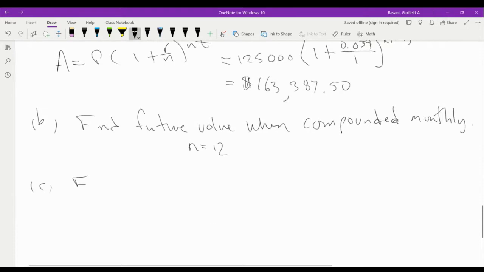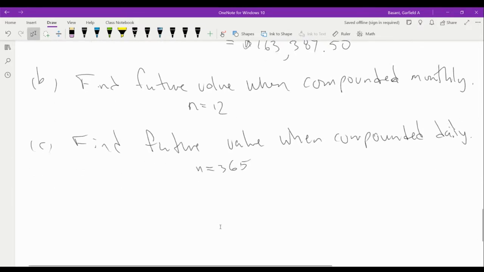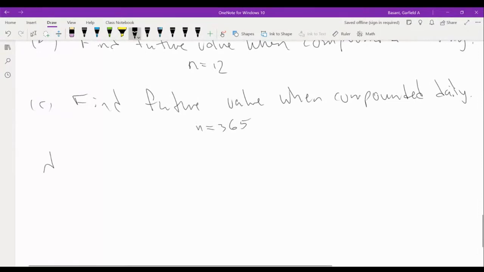And part C says find future value when compounded daily. So what's changing here? N is equal to 365. All right, so pretty straightforward. We're just changing N. Let's go to part D.